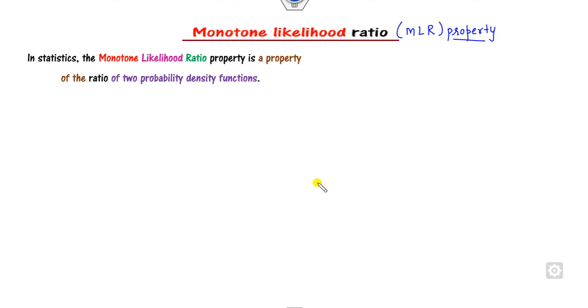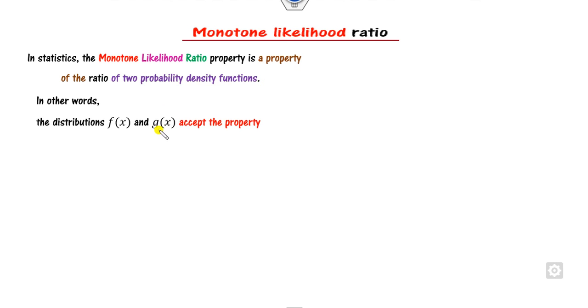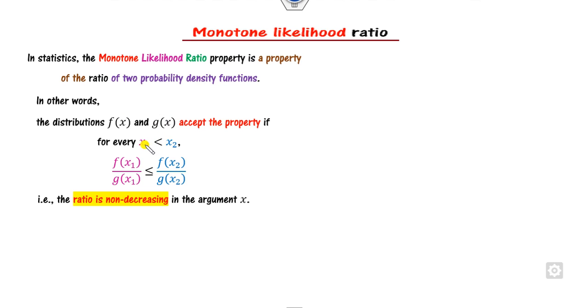So what is that property? This is the ratio of two probability density functions. If it is discrete, then it is a ratio of two probability mass functions. If the two distributions f and g accept this property, it means for every x1 which is less than x2, the ratio of the density functions at x1 is also less than the ratio at x2. That means the ratio is non-decreasing in the argument x.